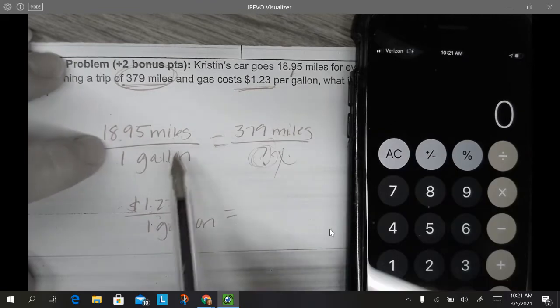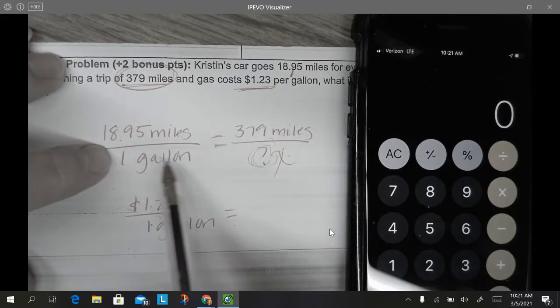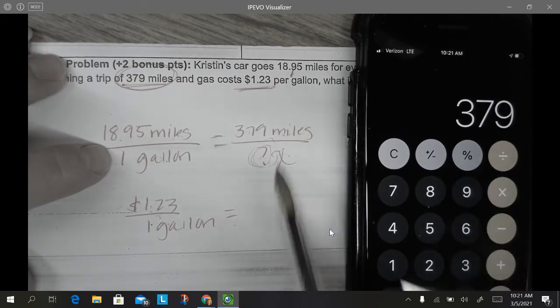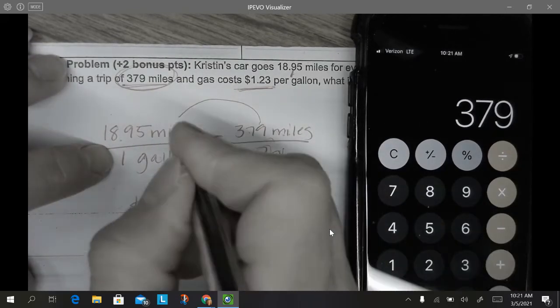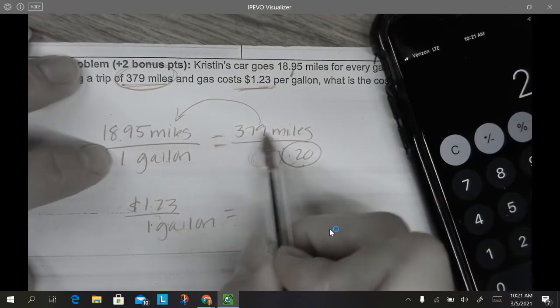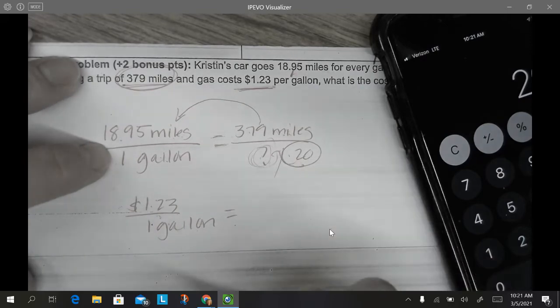Okay. So start with what you have. You can't cross multiply this way because there's nothing there. So you have to do this. 1 times 379, of course, is 379. Then divided by 18.95 equals 20. All right. So 379 miles requires 20 gallons of gas.